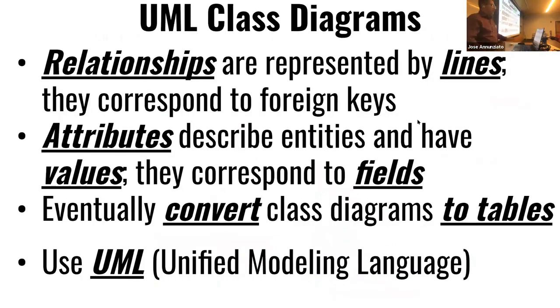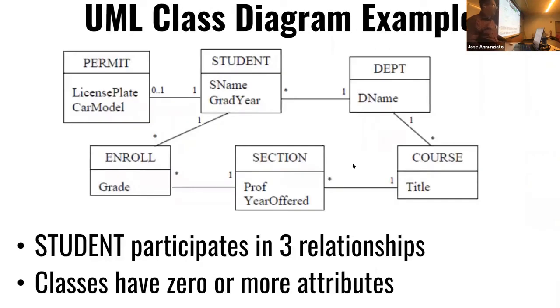All right, so first of all, let's consider the UML diagram. We said that relationships are just the lines between classes, and attributes describe the different fields inside of the classes. We can use UML to capture all this. So let's take a look at one, something that we introduced earlier this week, an example that we're going to be using throughout the semester.